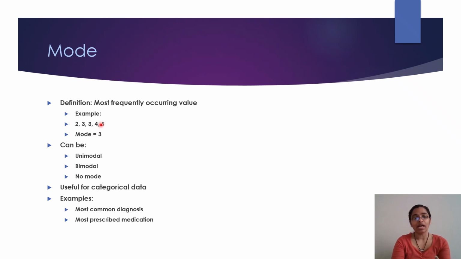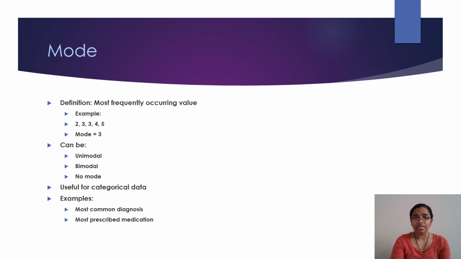Now, for example, I'm going to add one more 4 here. So we have two 3s and two 4s. In that case, the data will have two modes, 3 and 4. So the data set becomes bimodal. Now in this case, if I remove this 3, the data becomes 2, 3, 4, 5. Does the data have a mode? No, it does not have a mode.